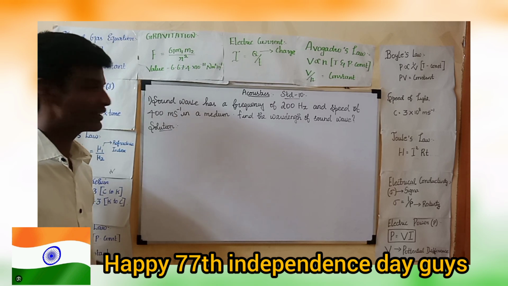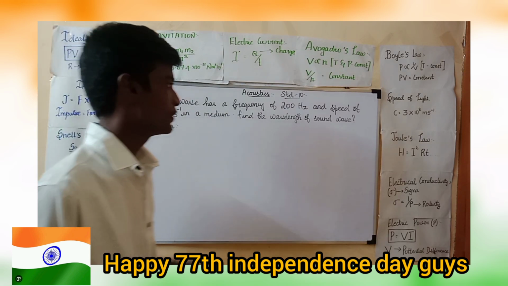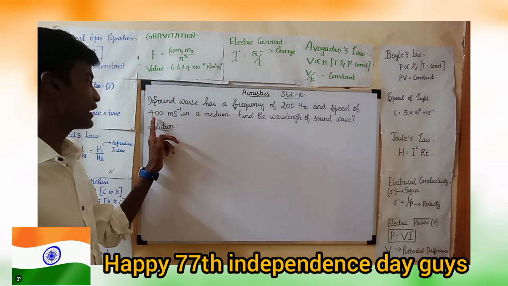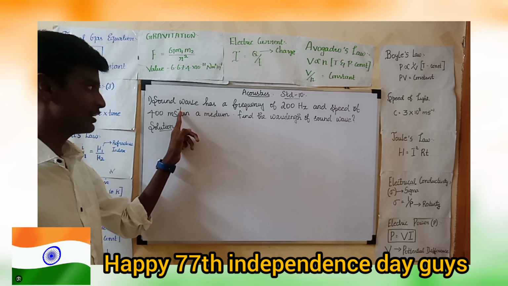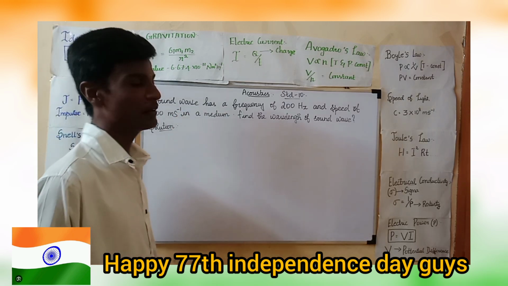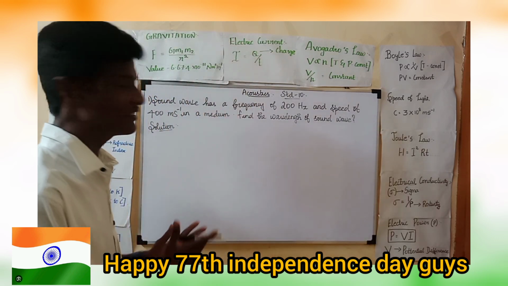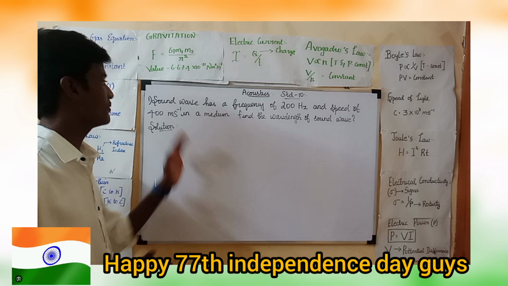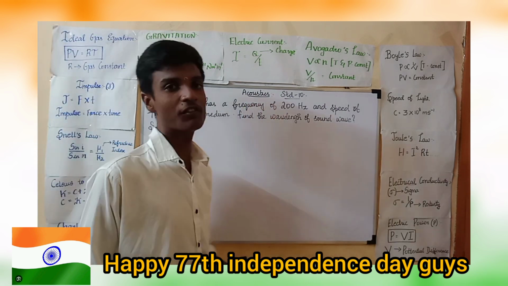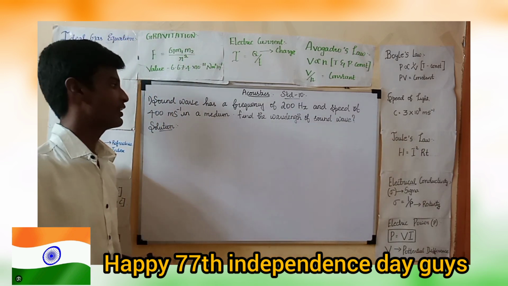What is given in the first sum? A sound wave has a frequency of 200 Hz and a speed of 400 meters second inverse in a medium. Listen to it. In a medium, whatever the medium, it will be a solid, liquid or a gas. In that medium, the sound wave travelled at a frequency of 200 Hz. And what will be the speed?